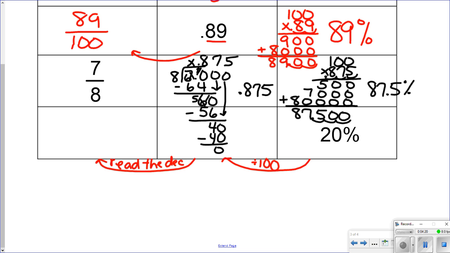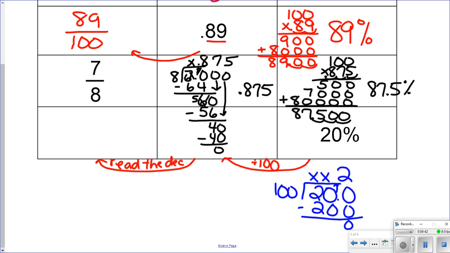This last example gives me 20%, so in order to get to the decimal, I need to divide by 100. So 20 divided by 100. 100 does not go into 2. 100 doesn't go into 20. Decimal 0. 100 into 200 is twice. Bring the decimal straight up. And then lastly, to move from a decimal to a fraction, I read this as 2/10, and I'm done.